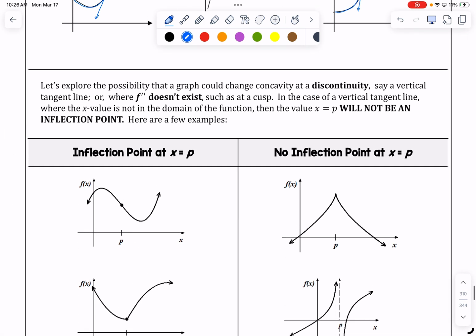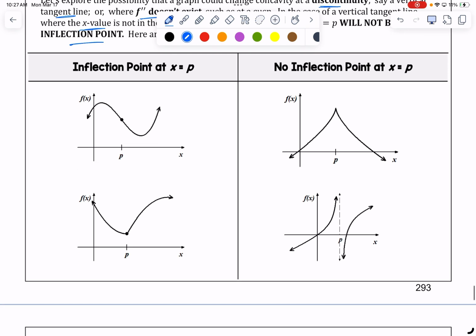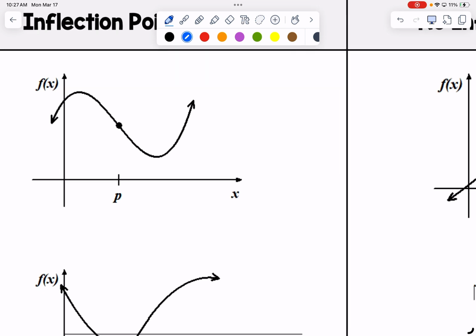So let's explore the possibility that the graph could change concavity at a discontinuity, say a vertical tangent line, where f prime does not exist, such as a cusp. In this case of a vertical tangent line where the x is not in the domain of the function, then the value x equals p will not be an inflection point. So we already talked about this. So this is clearly, right here, a POI, right? That's a continuous POI. That's a perfect one. No big deal. That's the one we normally get. Second derivative will change signs.